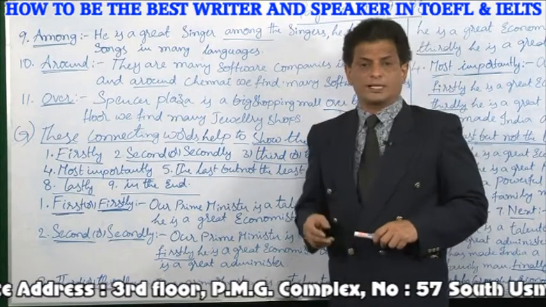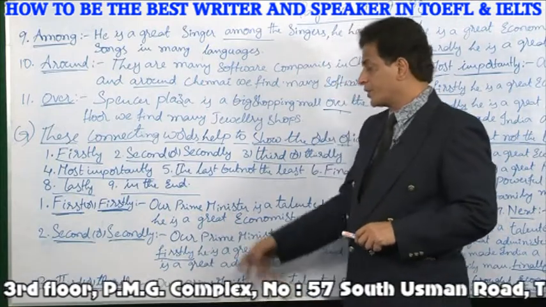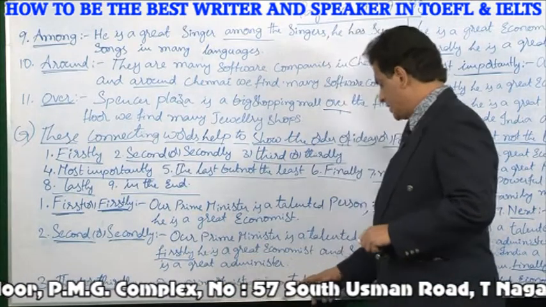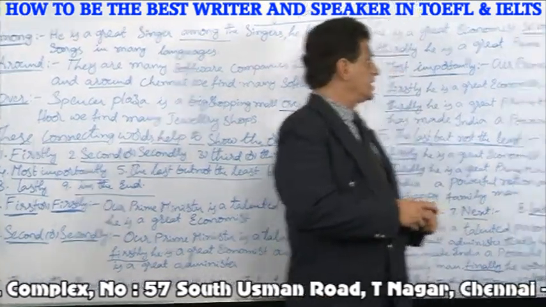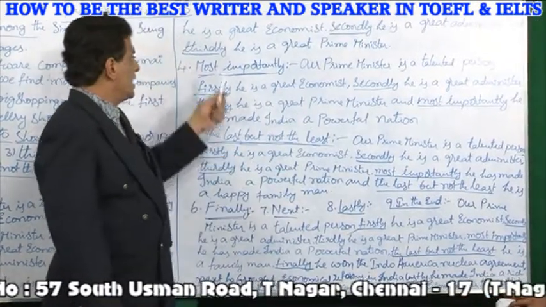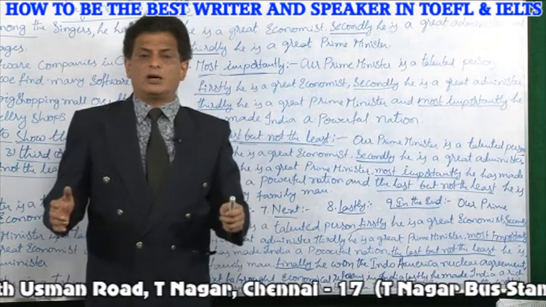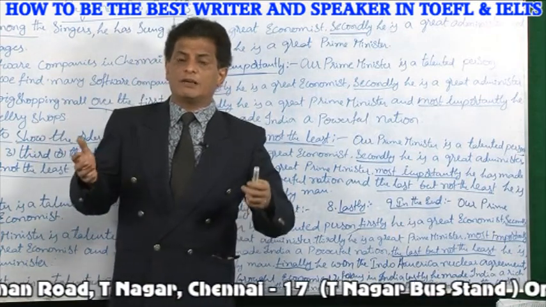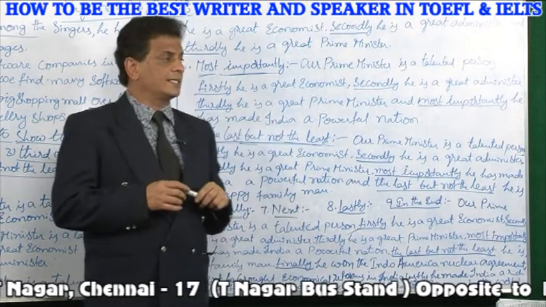So two qualities are coming there. First, he is a great economist, and secondly, he is a great administrator. So third or thirdly, see, our Prime Minister is a talented person. Then after that, what are his qualities? Firstly, he is a great economist. Secondly, he is a great administrator, and thirdly, he is a great Prime Minister. So in all qualities, all positions, he affixes the adjective, the greatness is there.